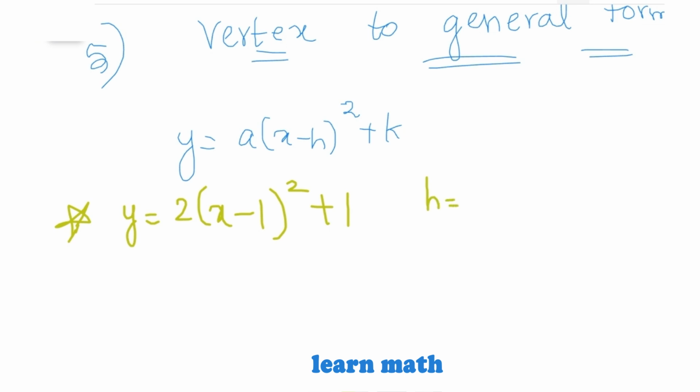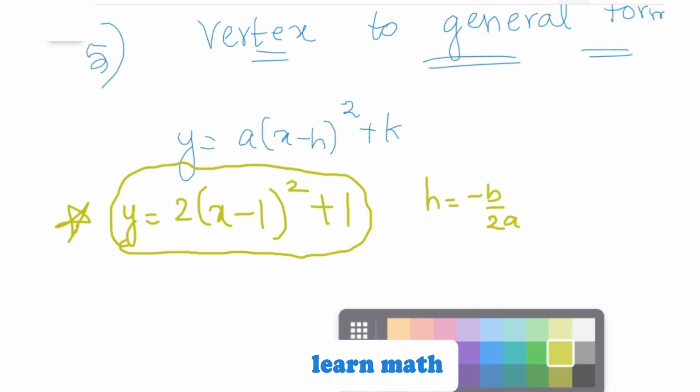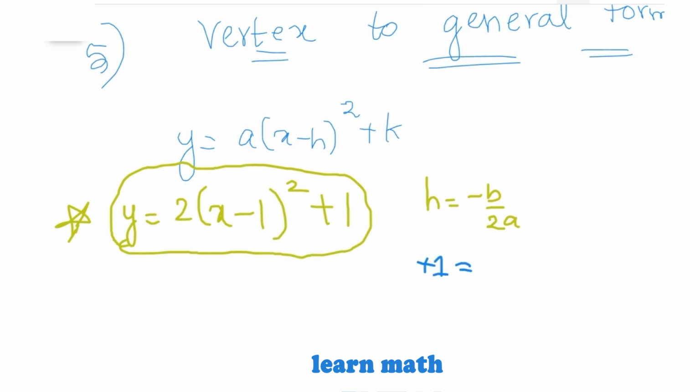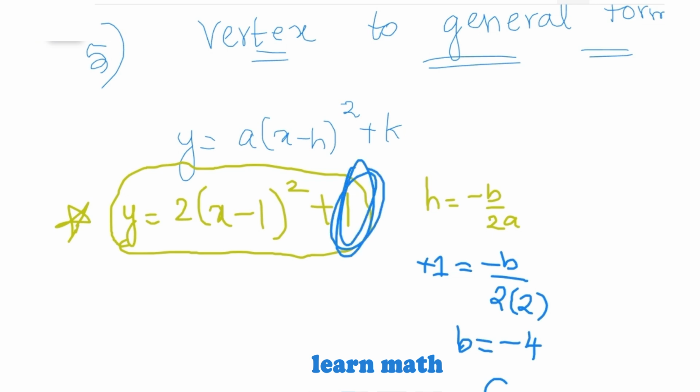First, h should be equal to negative b over 2a. Do we know h? Positive 1, right? So 1 should be equal to negative b by 2a. a is 2, twice a. b is negative 4. What about c? What is c actually? k is 1.